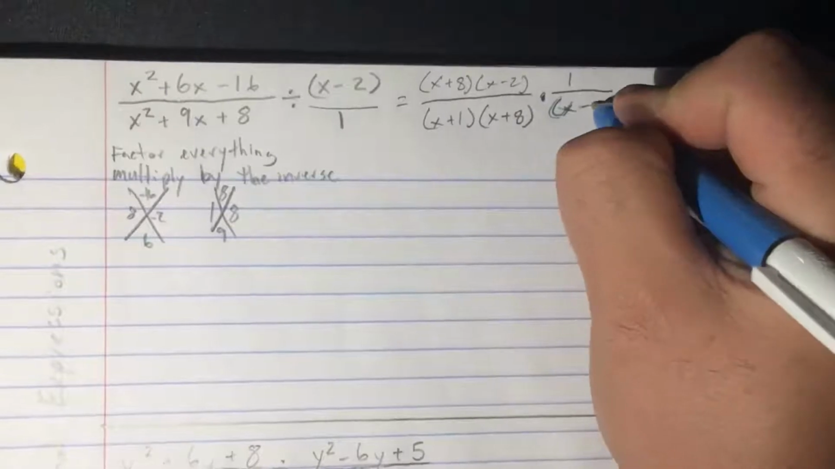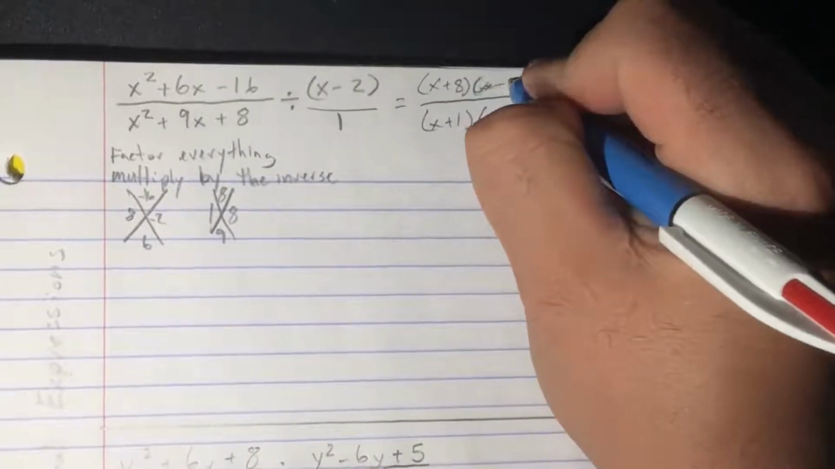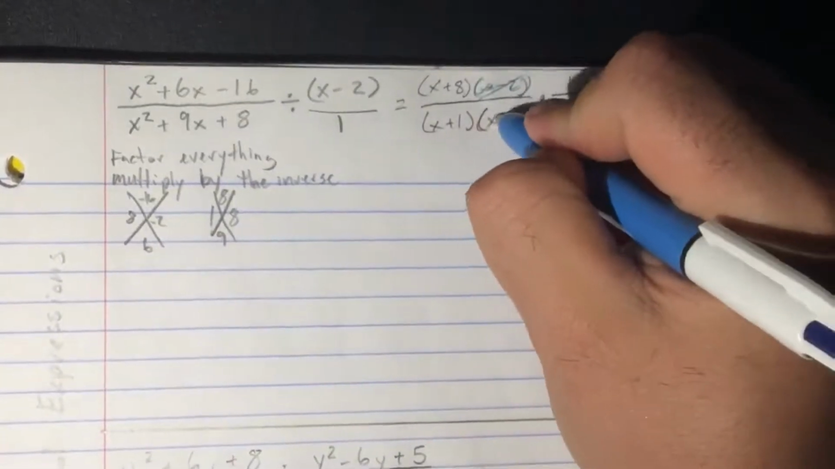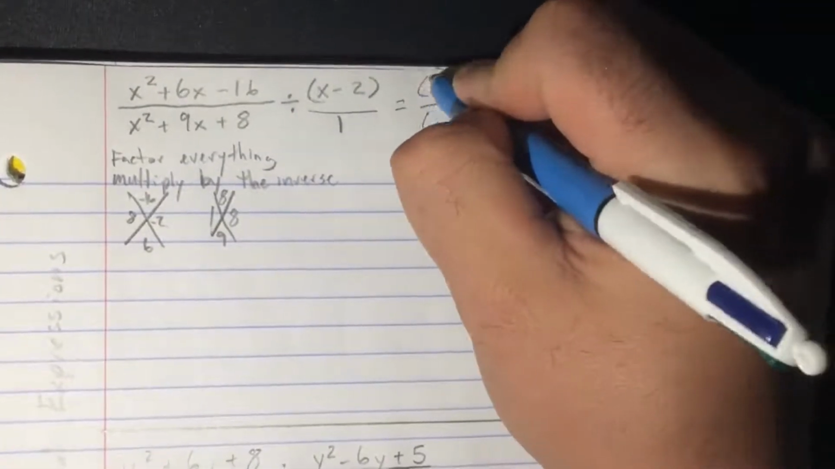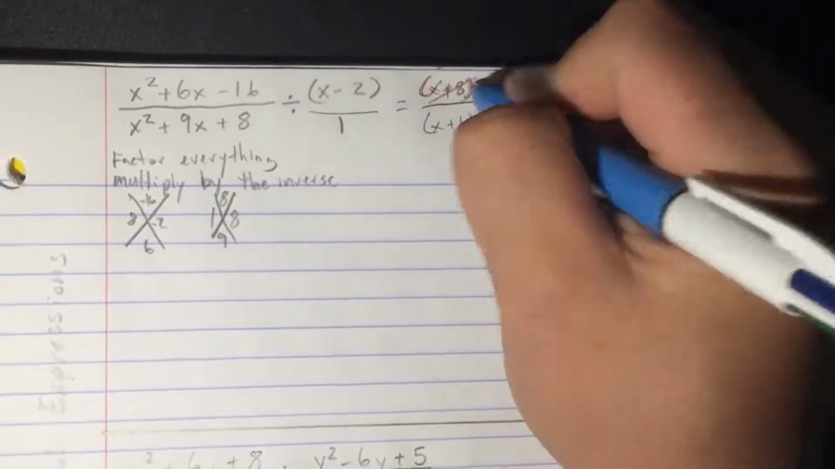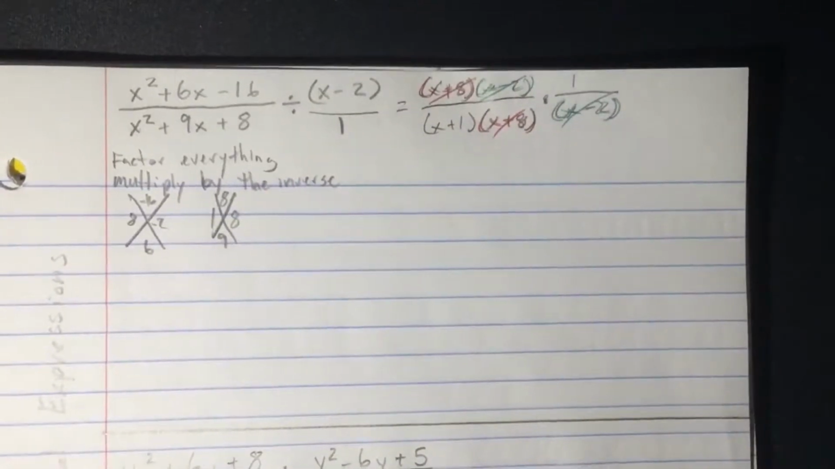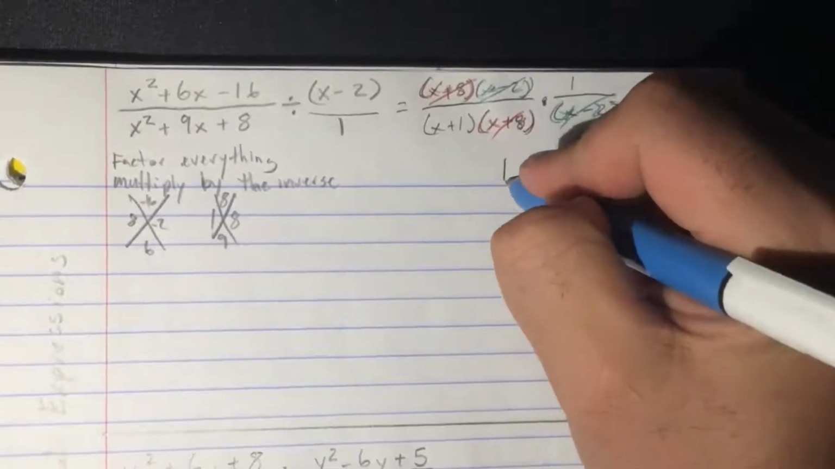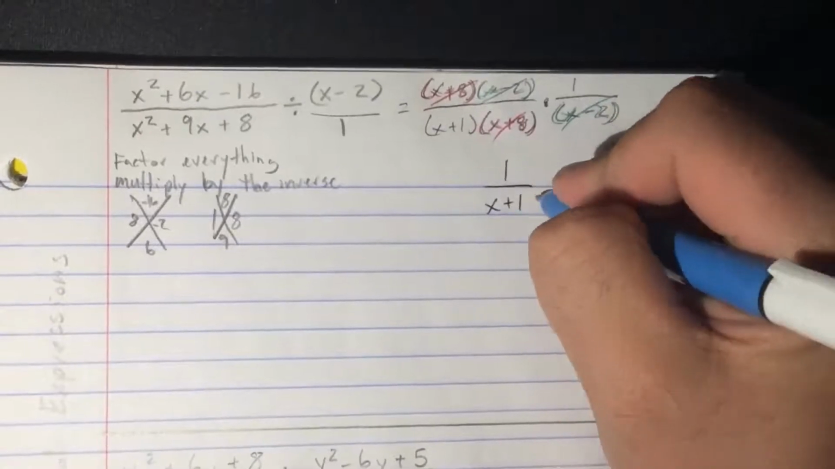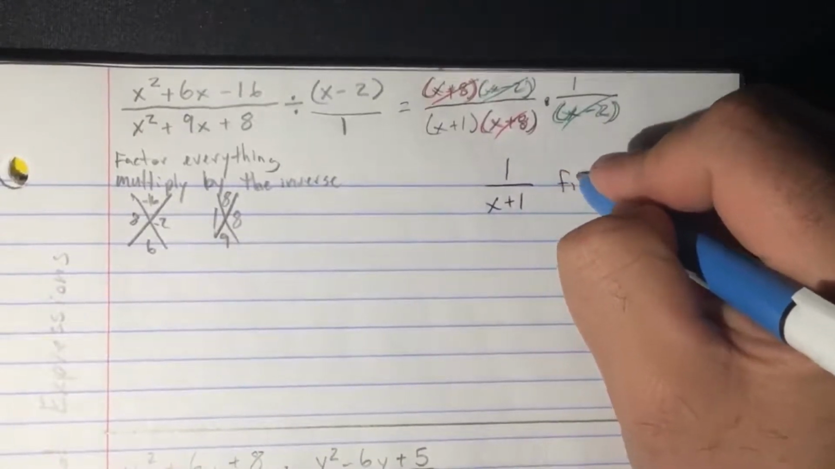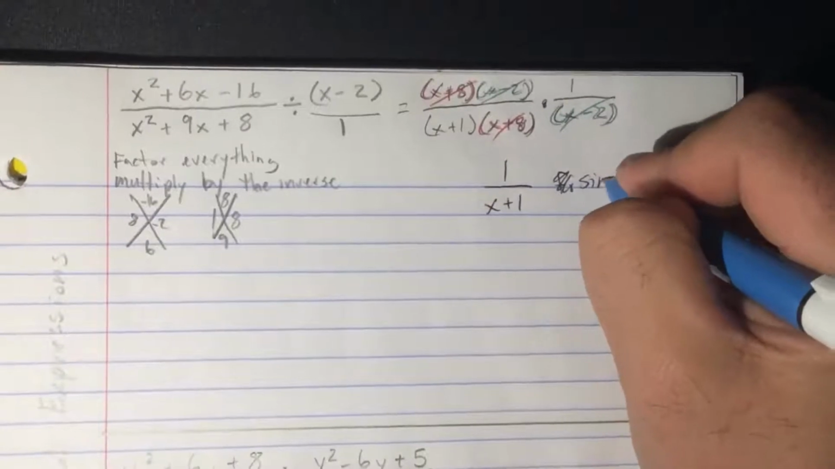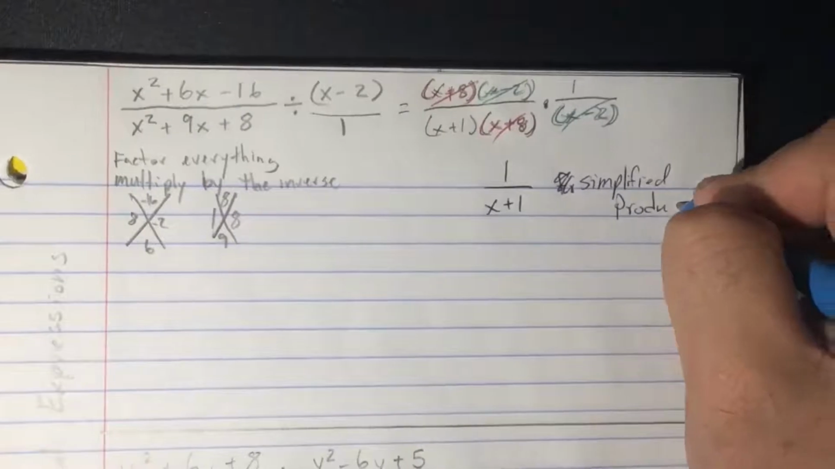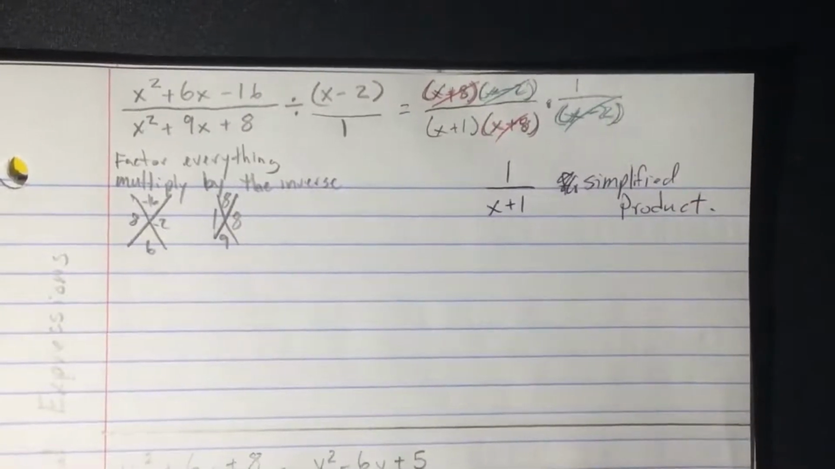That means I can go ahead and say the x minus 2 terms can reduce. Then I'm also going to get these x plus 8s here, and these also reduce as well. This leaves me with a grand simplified form of 1 over x plus 1. And remember, this is the simplified product. What an amazing simplified product it is.